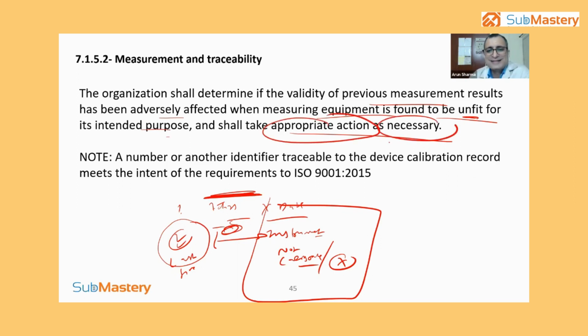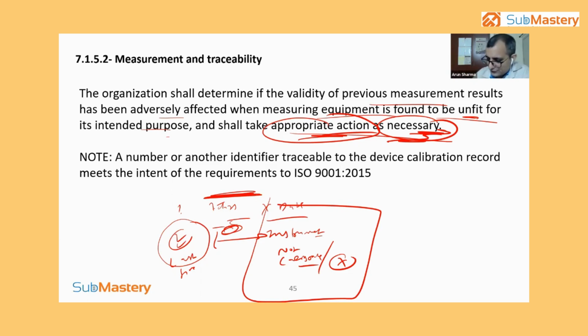They have not written what action you take, they have written appropriate action as necessary, as required. That action could be 200% inspection. That inspection could be going and inspecting at the client side, or your final dispatch, or the customer incoming inspection, if that has gone so far. So you define what could be the appropriate action.